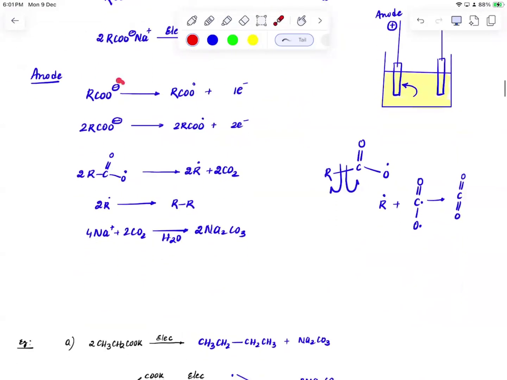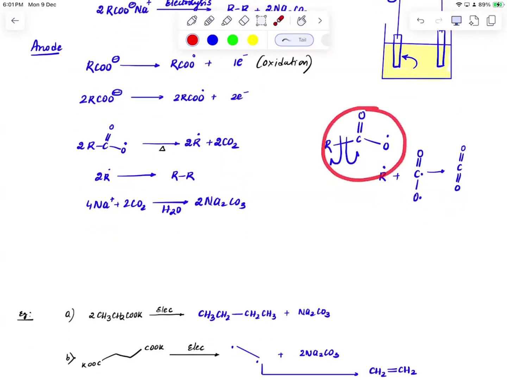See the reaction. At anode, oxidation always happens at anode. So this is an oxidation reaction. In oxidation, RCO2 minus is becoming RCO2 dot plus one electron. If I multiply that with 2, I can also write it as 2 moles of this giving 2 electrons and converting into 2 moles of RCO2 dot. Now notice RCO2 dot, on slightly heating or in the presence of electricity, slowly will decompose into carbon dioxide and R dot. Okay, this is the mechanism.